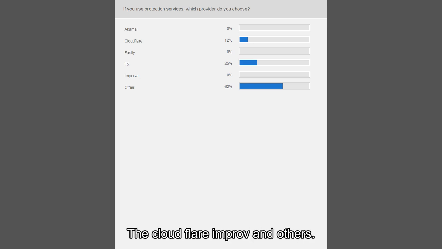Very interesting. Cloudflare, Imperva, and others. I think Cloudflare is mostly used to protect web applications and websites, and F5, I know, provides more or less both services. So yes, the results are pretty interesting. I expected that at least someone used Akamai or Imperva, but results are results.